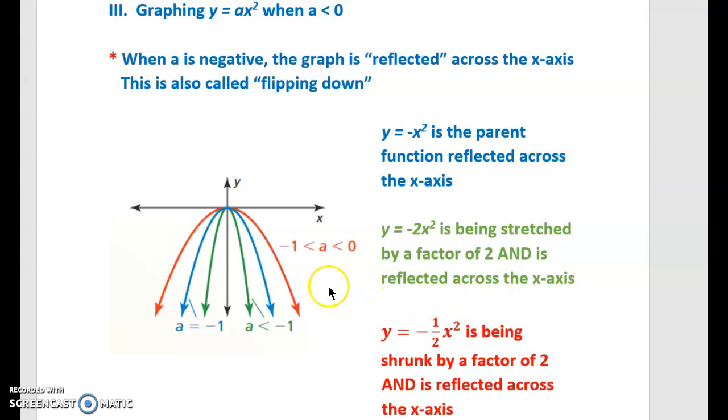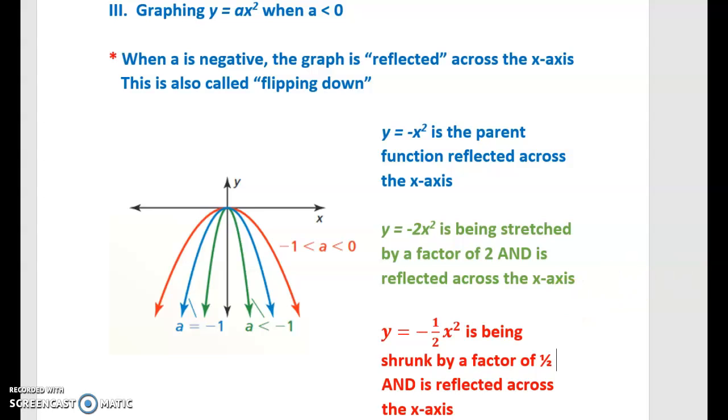Finally, on the red, it has to be between negative 1 and 0. So it says y, as an example, equals negative 1/2 x squared. Two things are going on. The 1/2 is shrinking it, so that's like flattening it out or widening the graph. So it's being shrunk by a factor of 1/2 and reflected across the x-axis.